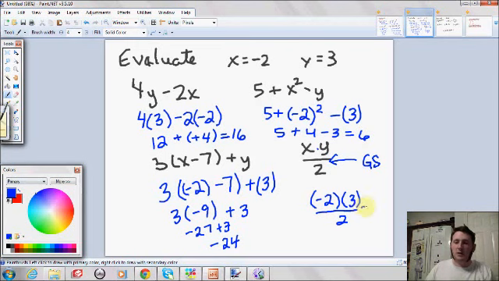-2 times 3 is -6. But when you divide that by -2, the final answer is -3. Hopefully you were doing a ton of these in Algebra 1.